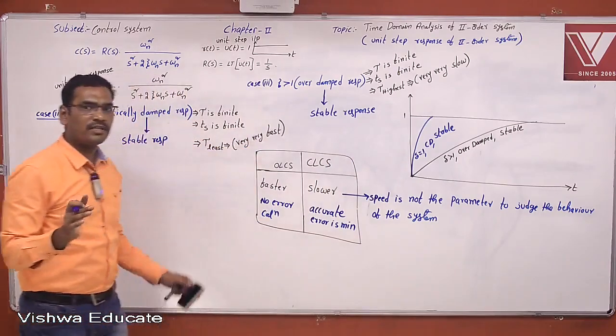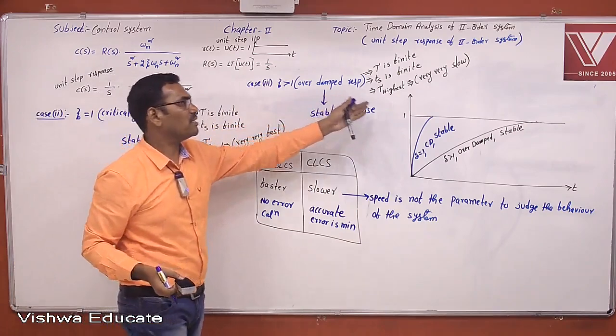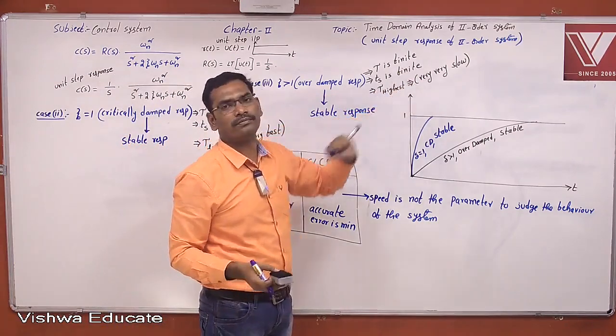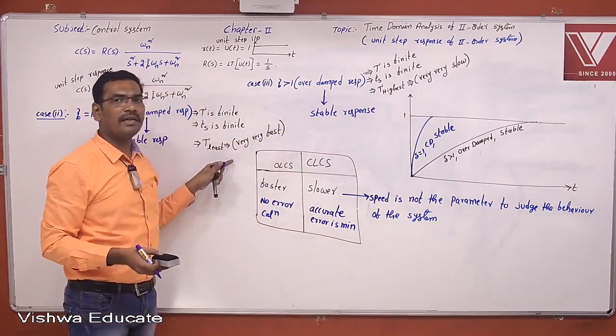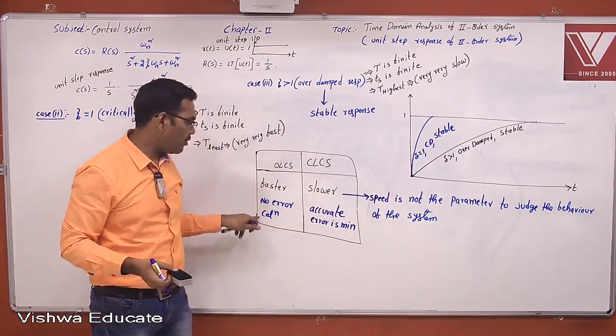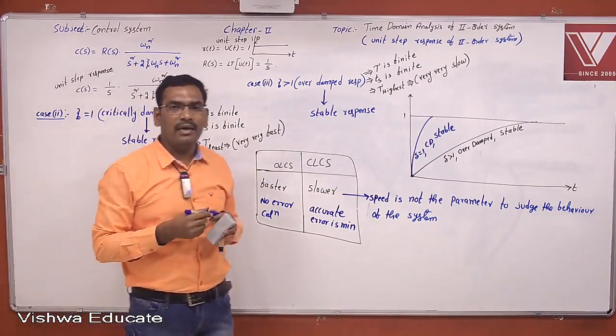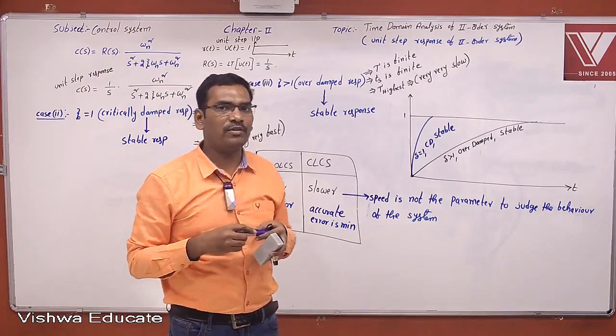Now I put a computation on the two stable responses. This is the stable response. This is the stable response. But this is very, very slow. This is very, very fast. And fast is not the important parameter to judge. I want accuracy. Now how can I find accuracy? Accuracy is nothing but not with respect to speed.